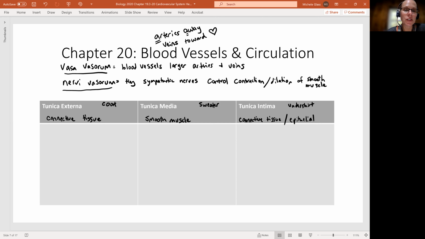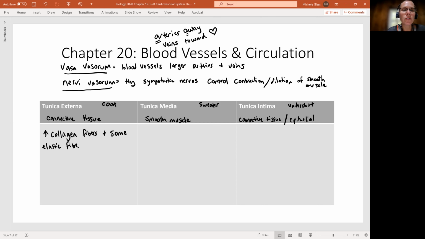Going back to the tunica externa, our outer coat made of connective tissue, we're going to see that it's mostly going to be collagen and some elastic. And this is going to vary based on vessel type. I'll say some elastic fiber.